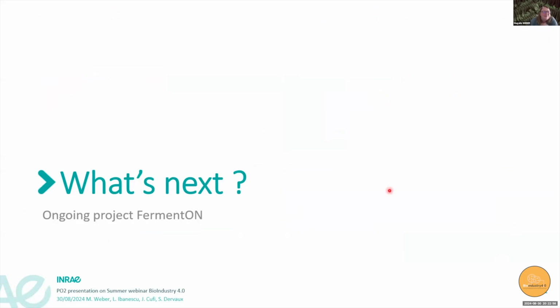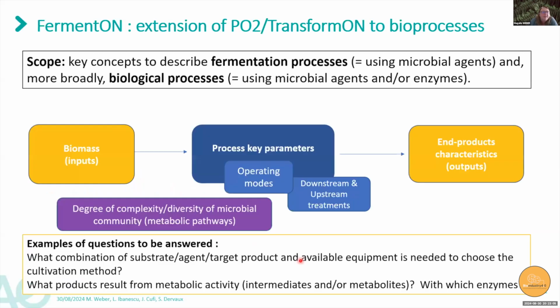It is now to see the ongoing project FermentOn, which is also a project funded by INRAE Research Divisions MICA and TRANSFORM. So in FermentOn, we want to extend the domain ontology PO2/TransformOn to include processes involving microbial agents and also enzymatic reactions occurring during biotechnological processes. So we have to describe fermentation processes and also, more broadly, biological processes.